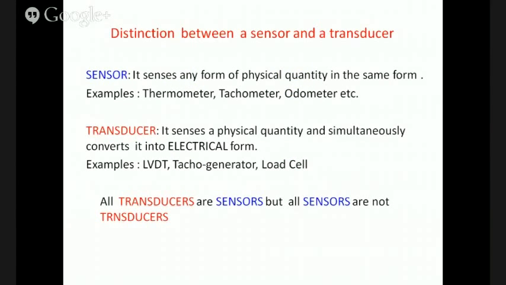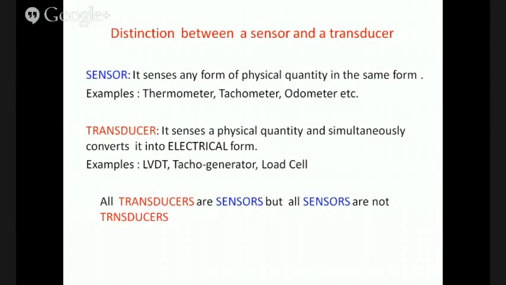Now, there is a word called transducer. There is a very, very common word called sensor. But there is a difference between the two. So I can define it here. The sensor senses any form of physical quantity in that same form. So suppose there is a temperature, heat is to be sensed. The temperature will be sensed in degree Celsius or degree Fahrenheit, whatever it is. So that is a sensor, say thermometer, tachometer, odometer, etc. These are the examples.